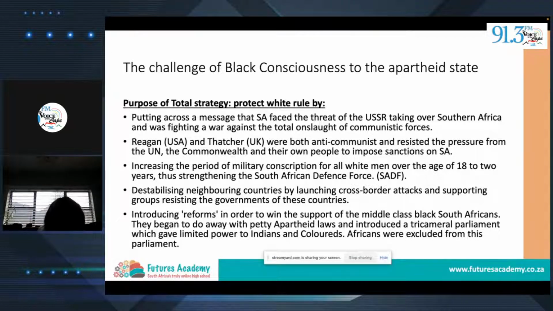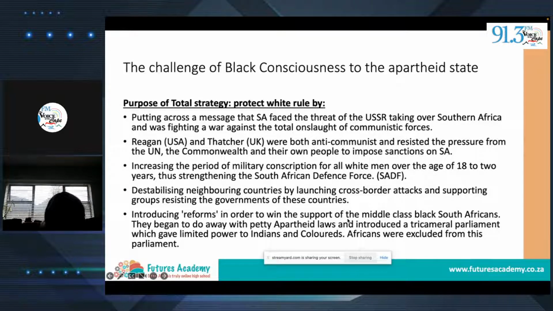They increased the period of military conscription for all white men over the age of 18 to 2 years, thus strengthening the South African Defence Force. They destabilized neighboring countries by launching cross-border attacks and supporting groups resisting the governments of these countries. They started introducing reforms in order to win the support of the middle class, Black South Africans. However, these were very superficial, as mentioned before.